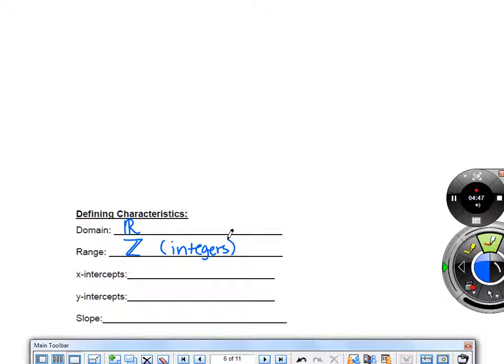Okay, X and Y intercepts. Let's do Y intercepts first. Look at your parent function graph. Where does your graph cross the Y-axis? 0, 0. Okay. It doesn't hit the y-axis anywhere else. So just one y-intercept.